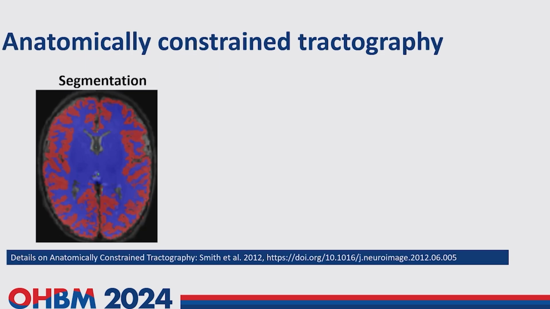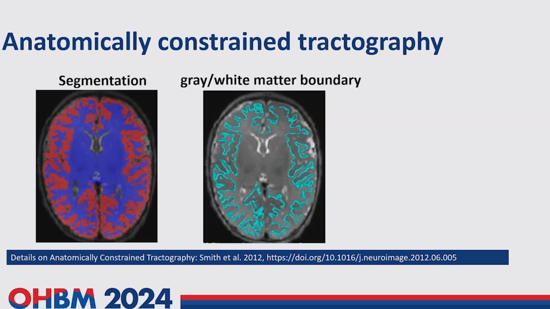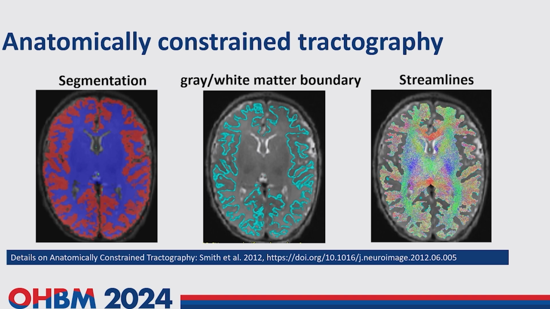For anatomically constrained tractography, you would also need to collect an anatomical image of your participant. For infants, this will usually be a T2-weighted image. You can then use automatic approaches like iBEAT or Infant FreeSurfer to segment this anatomical image into white and gray matter. Assuming that your diffusion data and your anatomical image are well aligned to each other, you can then use this boundary between the gray and the white matter that you got from the anatomical image to constrain your tractography. In this way, you will end up with a tractogram that has streamlines that end at the boundary between the gray and the white matter.